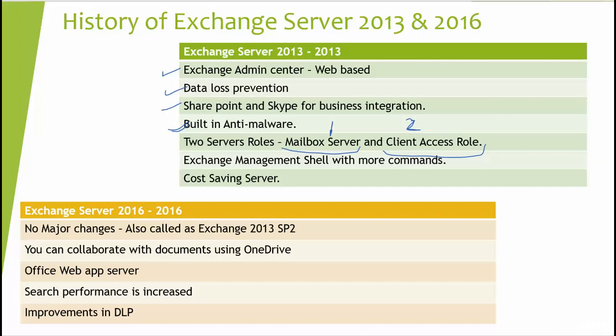Where the client access role is giving you the two main components. This handles the client connections to mailboxes. So client access role is just handling connections to the mailboxes. So clients, through their Outlook, are connecting to client access. So that's one of the good things with that.